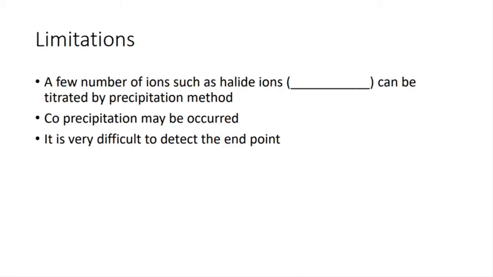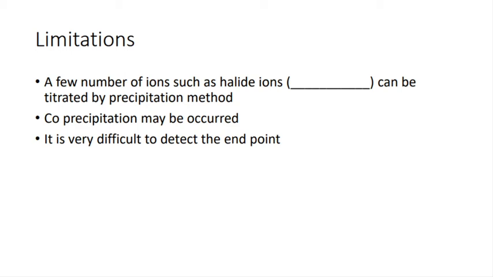So, limitations na tayo. So, tapos na tayo kay Mohr, kay Fajans, kay Volhard. So, limitations, okay? A few number of ions such as halide ions. So, ano-ano itong mga ito? Your chlorine, bromine, and iodine. Okay? Can be titrated, okay, by precipitation method. Okay? Co-precipitation may be occurred.